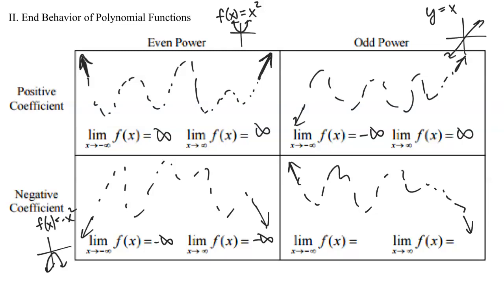And so the limit as x goes to negative infinity of f of x, that would be the left end behavior, is going to be positive infinity, and the limit as x goes to infinity, that would be the right end of the function f of x, is going to equal negative infinity. And so again, one more time, all of this is determined by the leading term. And we're going to summarize that on the next page.